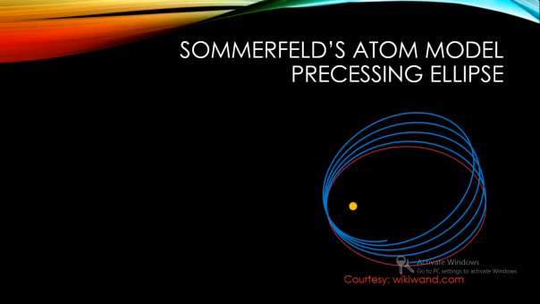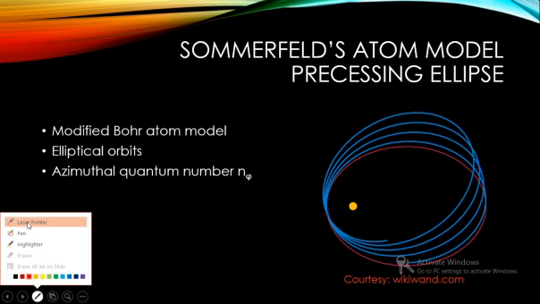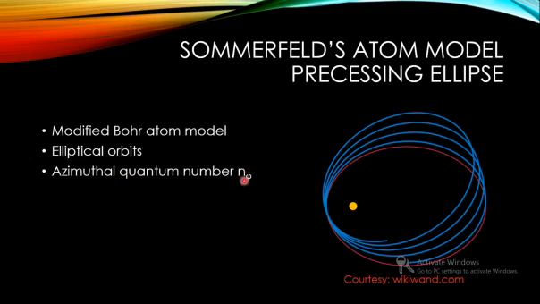Hello students, we have discussed the Sommerfeld atom model. Sommerfeld modified Bohr's atom model by considering elliptical orbits instead of circular orbits, and he also proposed one more quantum number along with the principal quantum number, that is the azimuthal quantum number n_phi, which corresponds to each orbital of the electron in a particular shell, n.